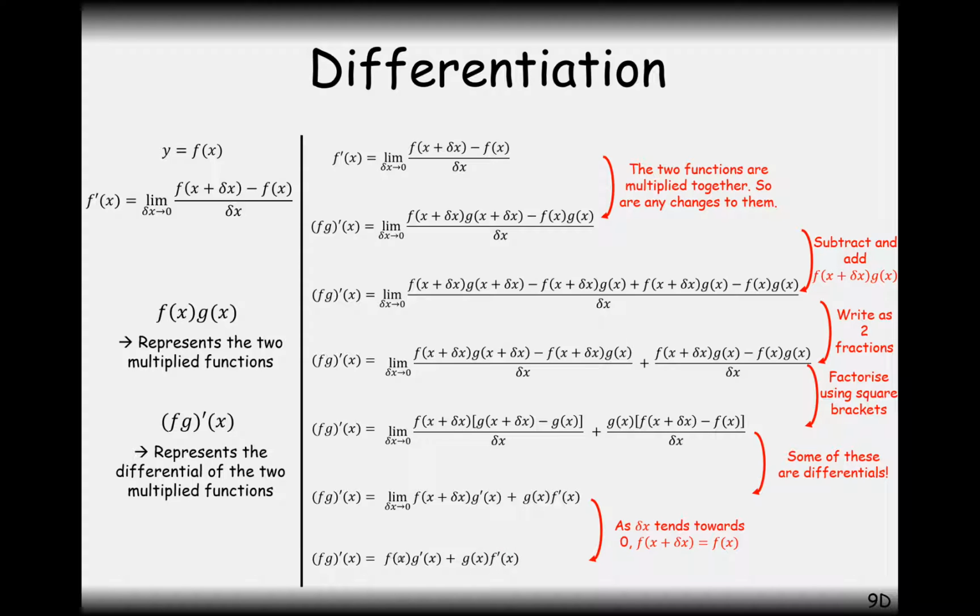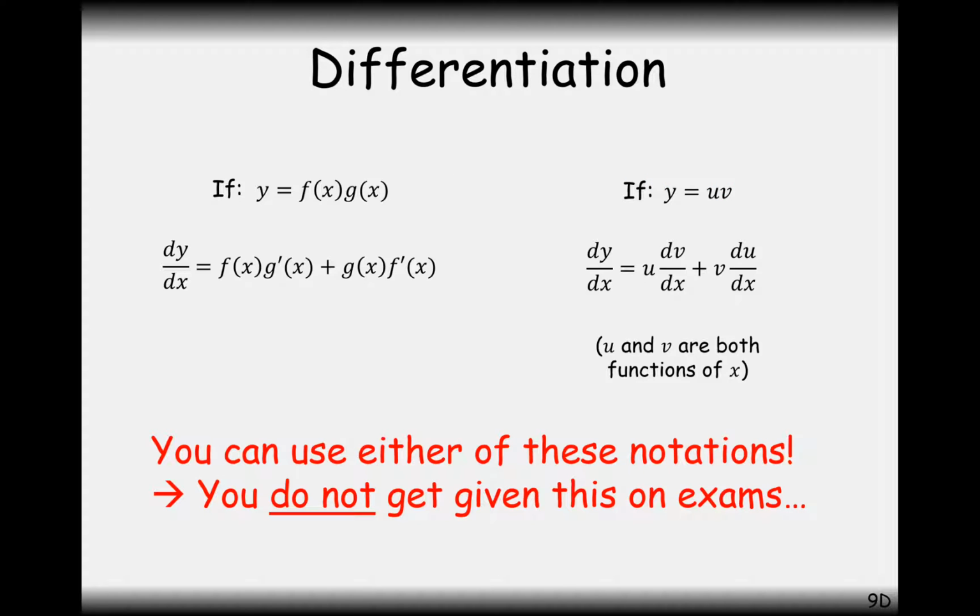So effectively what we've got to do is differentiate one of them but keep the other function the same, and in the second part of it do it vice versa. Differentiate the other function and keep the previous function the same, and then add the two results together. So here is the rule then.